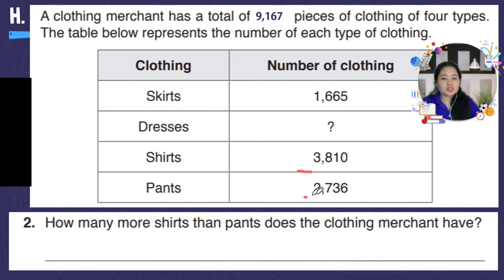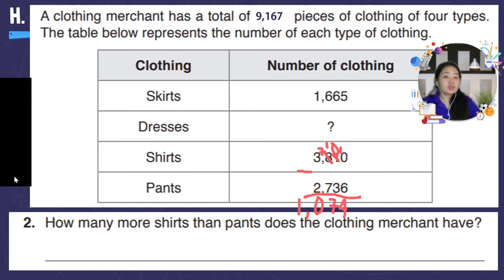So minus. Then here, 0 minus 6 cannot, so we borrow from 1. This will become 0 and this will become 10. 10 minus 6 is 4. 0 minus 3 cannot, so we borrow from 8. This will become 7, and this will become 10. 10 minus 3, that is 7. Then 7 minus 7, that's 0. Then 3 minus 2 is 1.